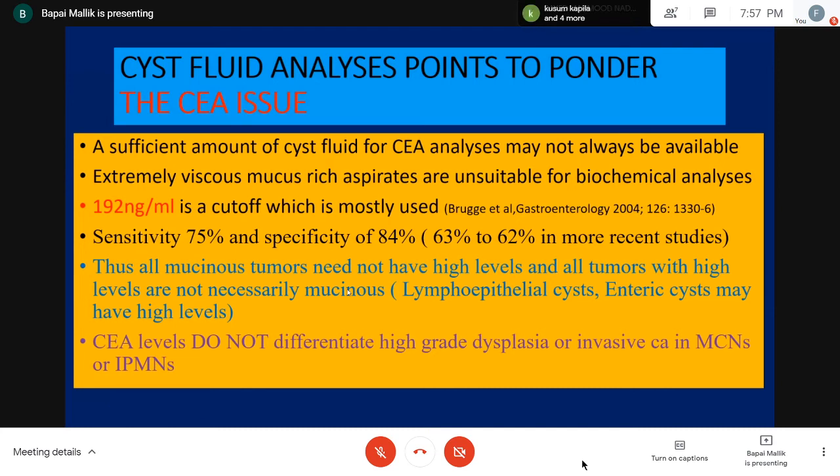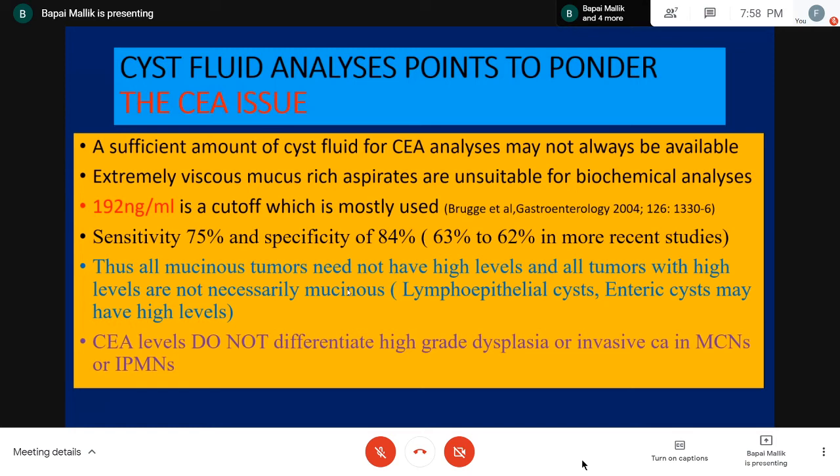What about the CEA? So first of all, a sufficient amount of cyst fluid for CEA analysis may not always be available, and extremely viscous mucus-rich fluids are unsuitable for biochemical analysis. Now here I would like to say, first of all, they're unsuitable for biochemical analysis, and second of all, when you see something very thick, very mucus, and you're sure it is a mucus-rich lesion, you actually do not need to send it for biochemical analysis because you already know that this is a mucinous lesion.